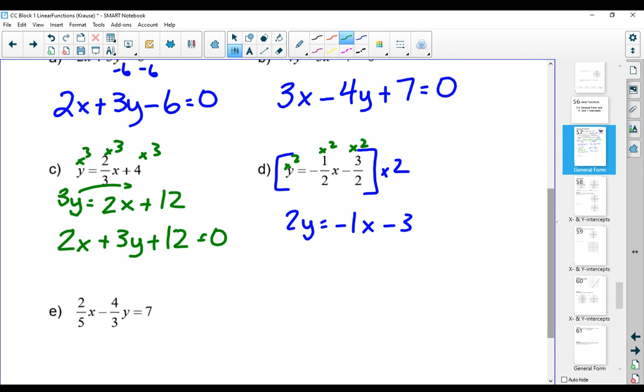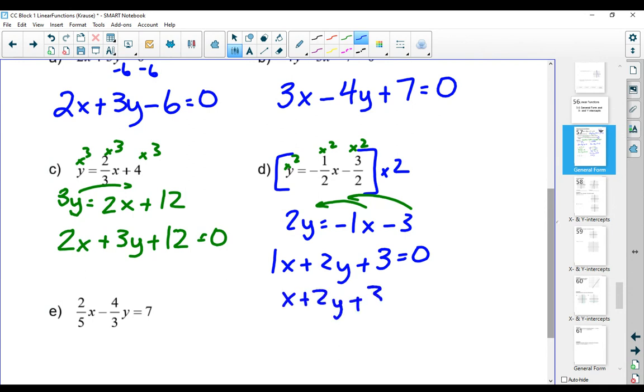Now we're going to have to move everything to make the x positive. In this case, x is negative, so we're going to be moving everything to the left. And again, when we switch sides, we switch signs. So we've got a positive 1x, or just x, plus 2y. The 3 has moved, plus 3. So if we don't move the term, we don't change the sign. So we're left with x plus 2y plus 3 equals 0.